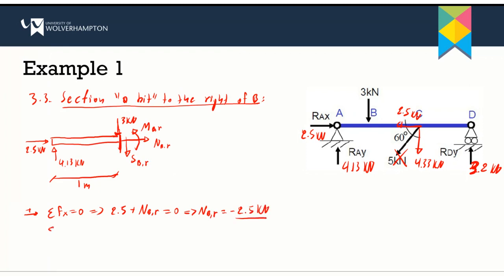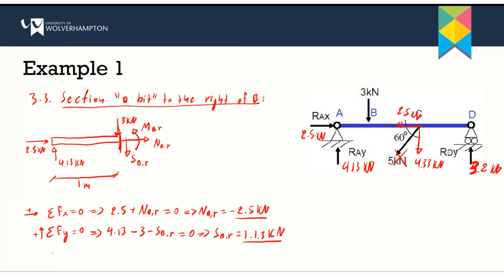The sum of forces in y direction has to be equal to zero. So, well, now I just said that the ones pointing upwards are positive, that's still okay. We can see that we will get the same result as we would if we assume the ones pointing downward. So 4.13 minus 3 minus SBR equals 0. So SBR equals, now it is a bit less than the previous one because we have the 3 kN force, so it's 1.13 kilonewtons.